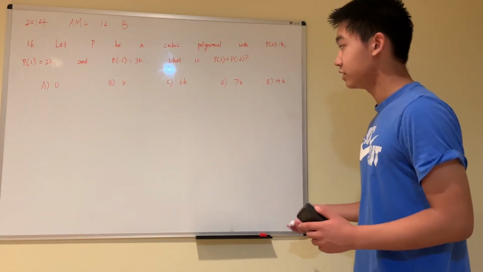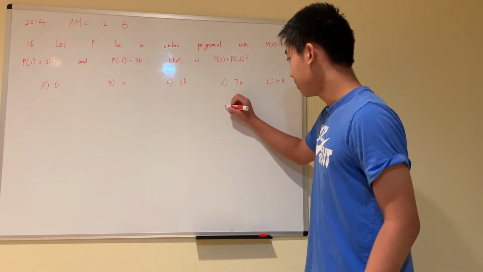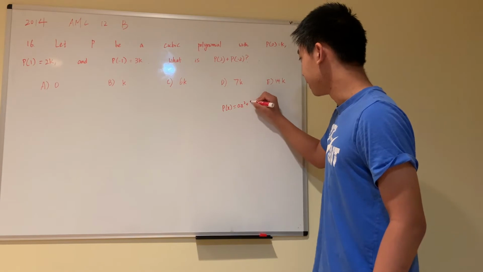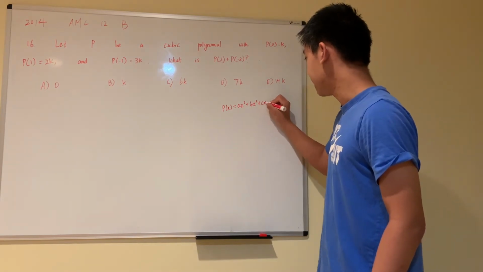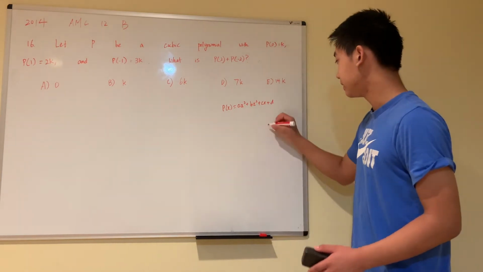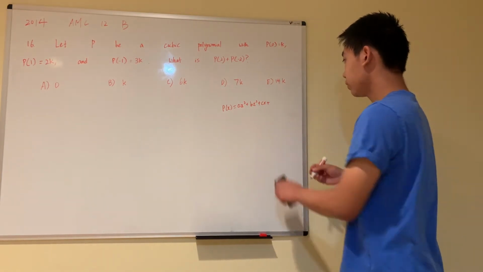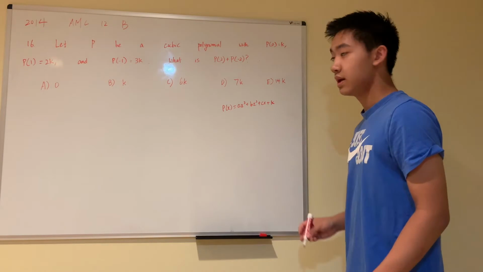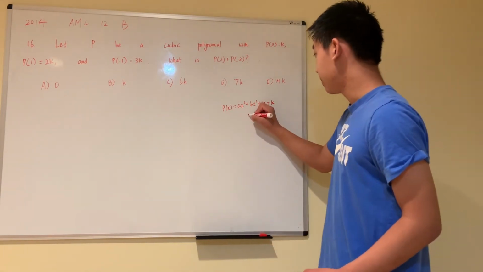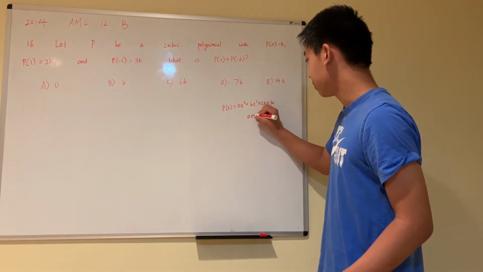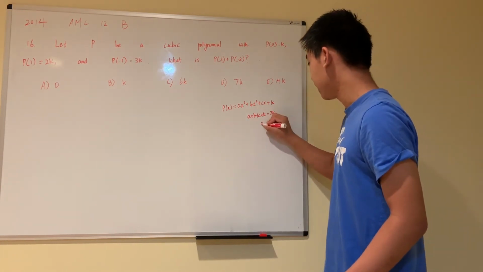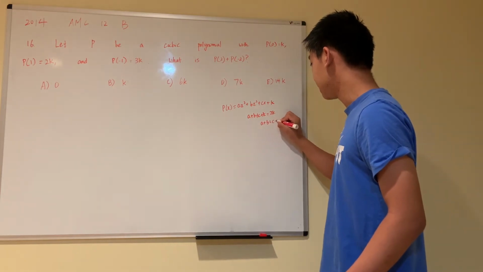So the first thing we've got to do in this problem is write p of x equals ax cubed plus bx squared plus cx plus d. If we plug in p of 0 equals k, we get d is equal to k. So basically in this equation, we can replace d with k. The next thing we're going to do is plug in p of 1 equals 2k. By doing that, we get a plus b plus c plus k equals 2k. So a plus b plus c is going to be equal to k.